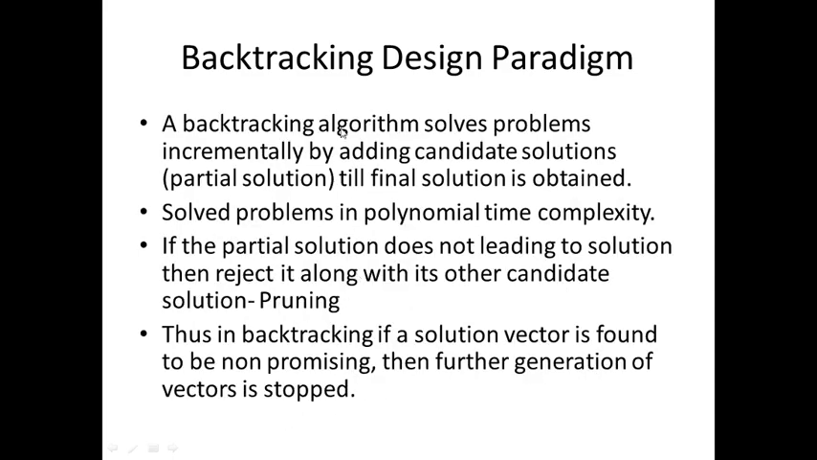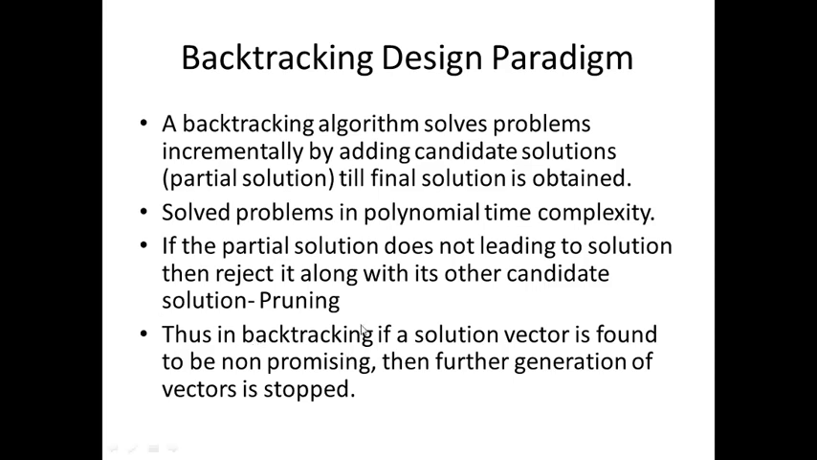Okay, and a backtracking, this is very important. Once again I have written here, a backtracking algorithm solves problems incrementally by adding candidate solution, that means a partial solution, till final solution is obtained. And this is always done in polynomial time complexity. And one more thing, once you found a partial solution and that is not leading to your final solution, you can reject it along with other candidate solution, then this is called pruning. Okay, you will go with another branch of the tree or another set of partial solutions.